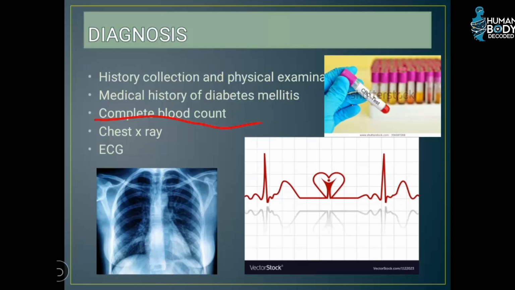After that, we perform a CBC, complete blood count. A blood test is conducted. A chest X-ray is taken, and an ECG, electrocardiogram, is done. From all these tests, we find out whether they have hypertension or not.